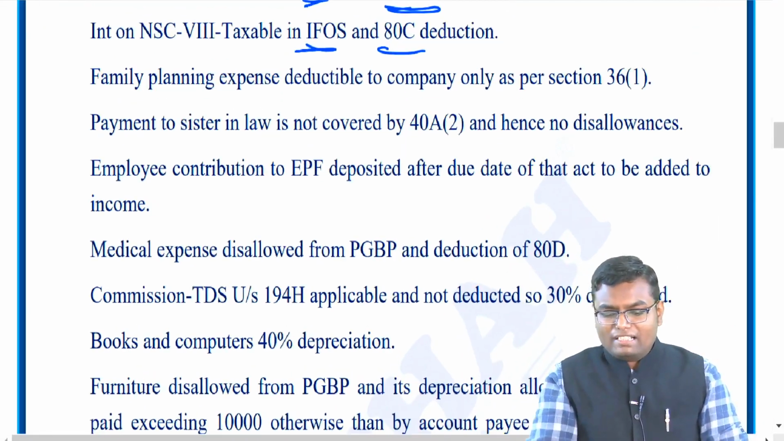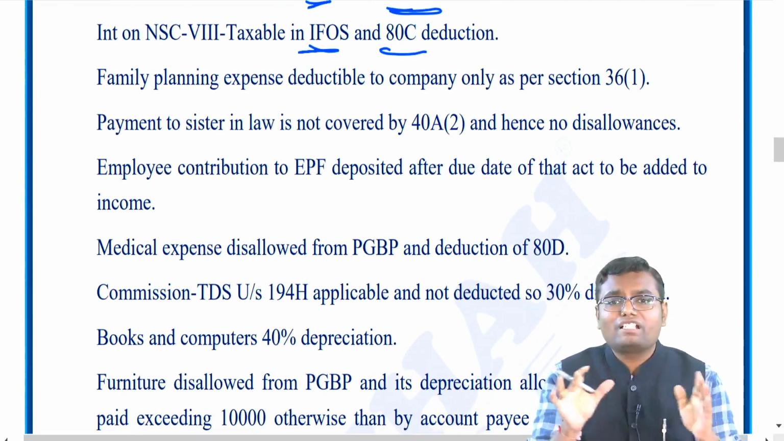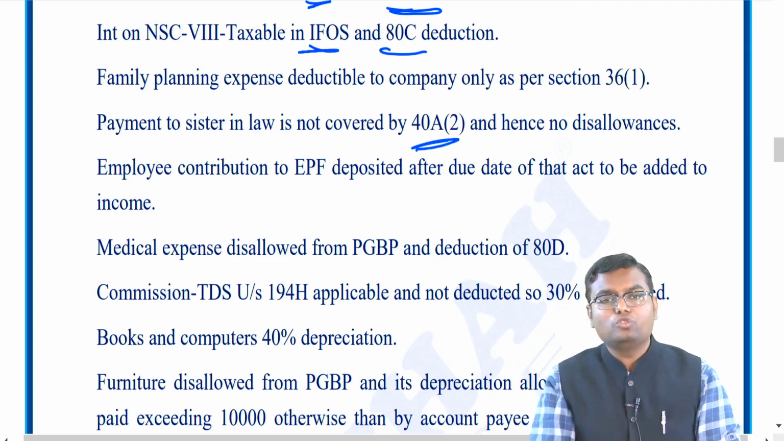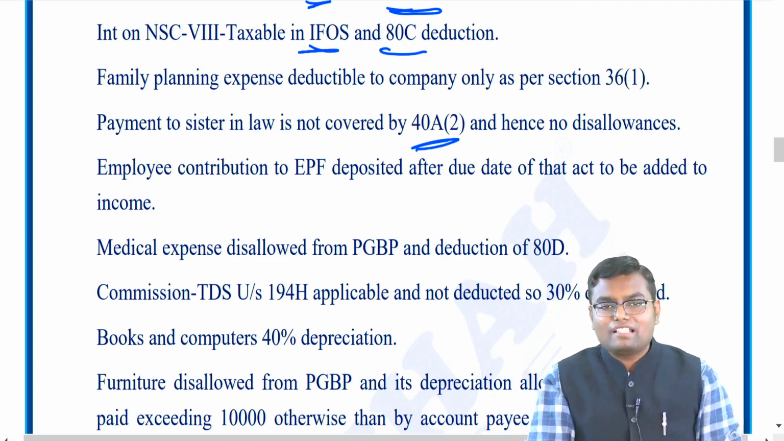In another adjustment, they have given payment to sister-in-law. A sister-in-law is not a relative. She is not covered by section 40A(2), and even though you are making the payment above fair market value, it will not be disallowed.